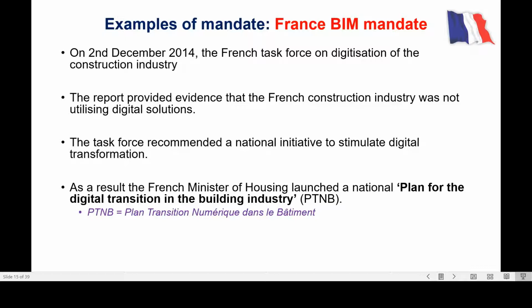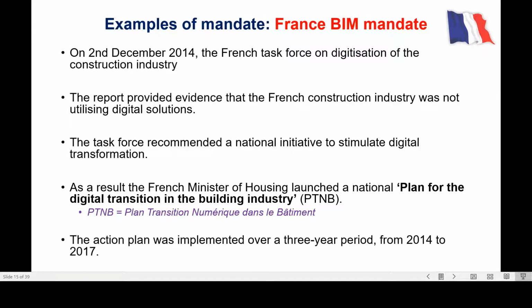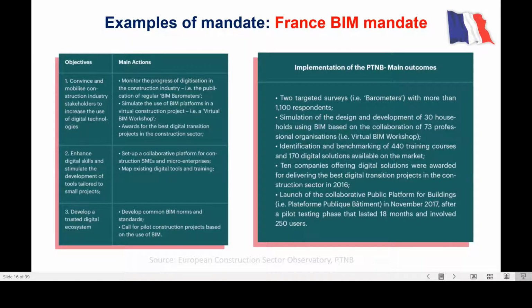PTNB actually stands for, excuse me if my French is not very good, Plan Transition Numérique dans les Bâtiments, something like that. Plan for the digitization of the building industry. So the action plan was implemented over a 3-year period from 2014 to 2017, and subsequently, there are things that have been evolving since then. And this is just an overview of what the French BIM mandate was all about.